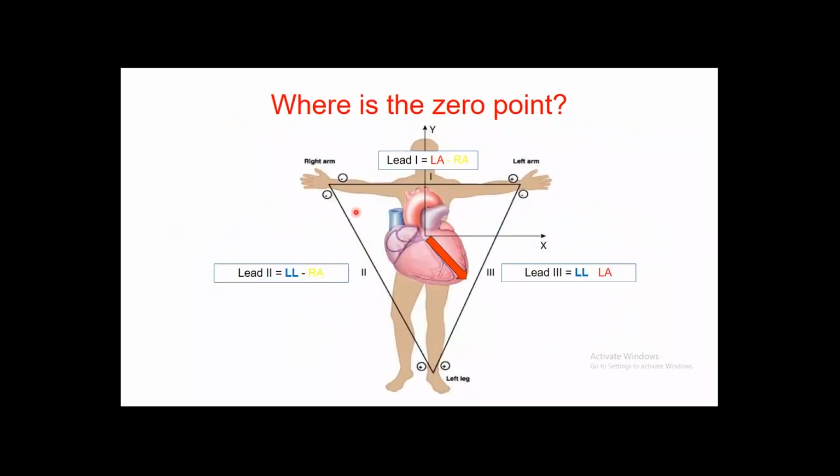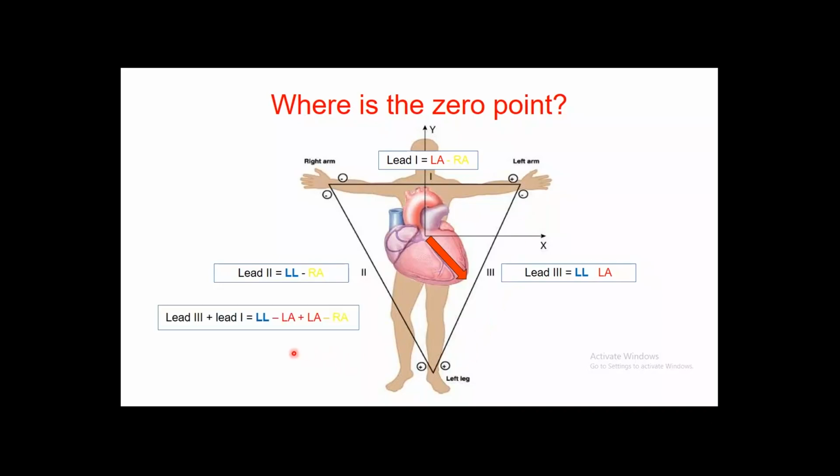So where is the 0 point? As we just mentioned, lead 1 records the difference of electricity between the left arm, which is positive, and the right arm, which is negative. Lead 2 measures the difference between the right arm and the left leg. The left leg is positive and the right arm is negative. And lead 3 records the difference between the left arm, negative, and the left leg, positive.